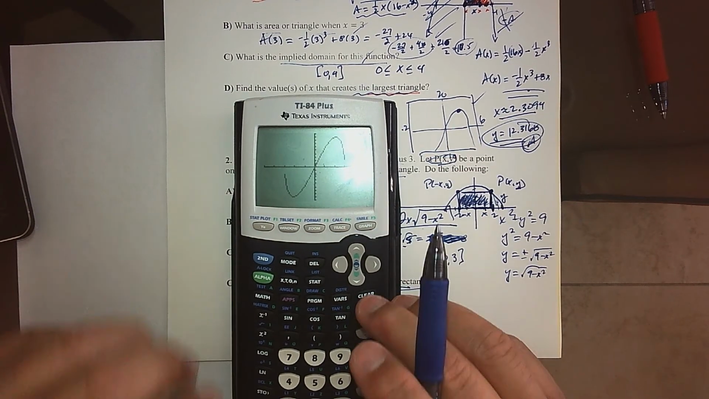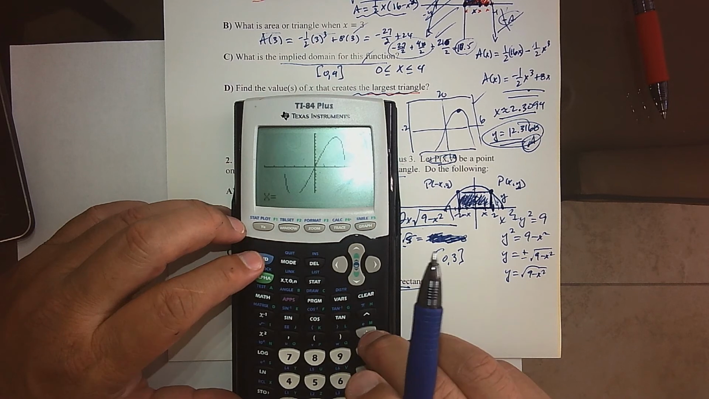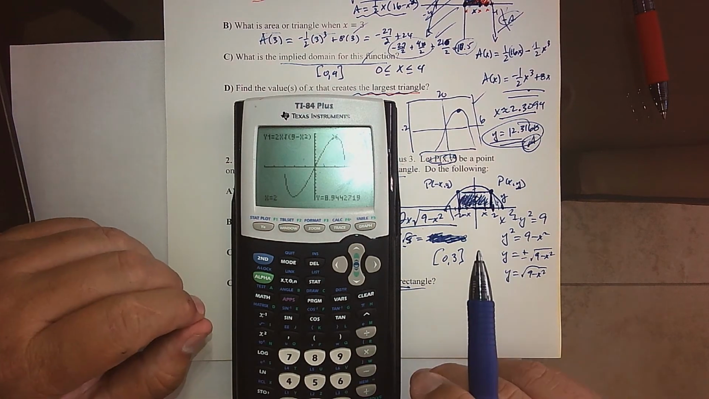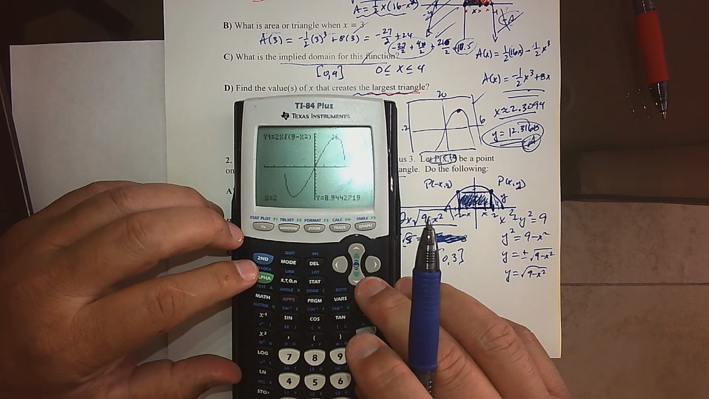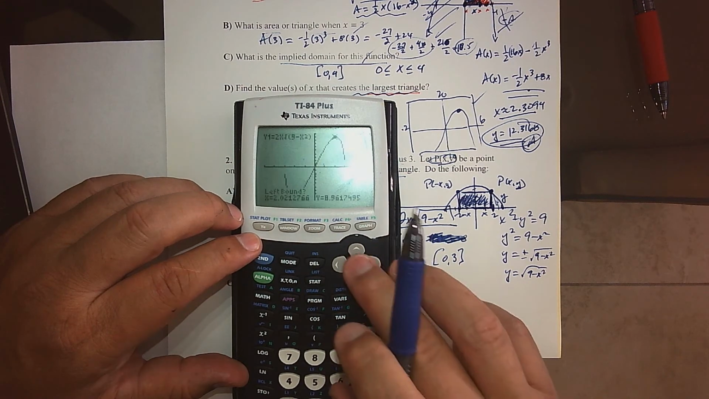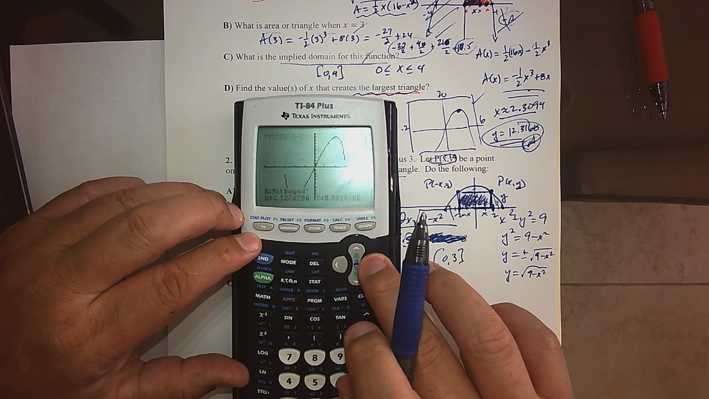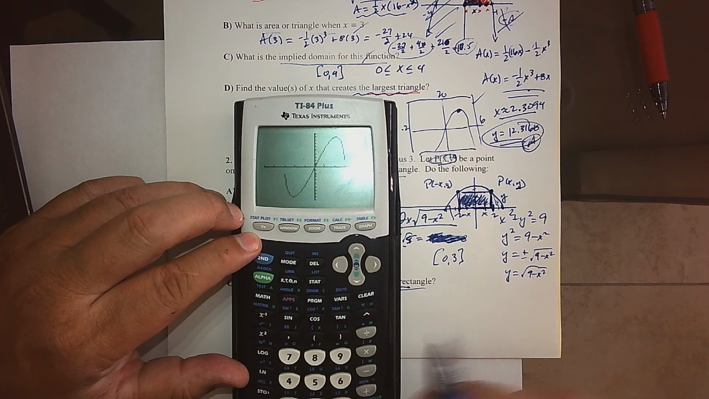So we're going to go to calculate. We're going to calculate the value. Oops, no. Actually, we can do that. Here's the value at 2: 8.944, which is essentially 4 square roots of 5. But back to the second calculate, we're going to calculate a maximum. We have to move to the left of that point, move to the right of that point, and move to the point itself.